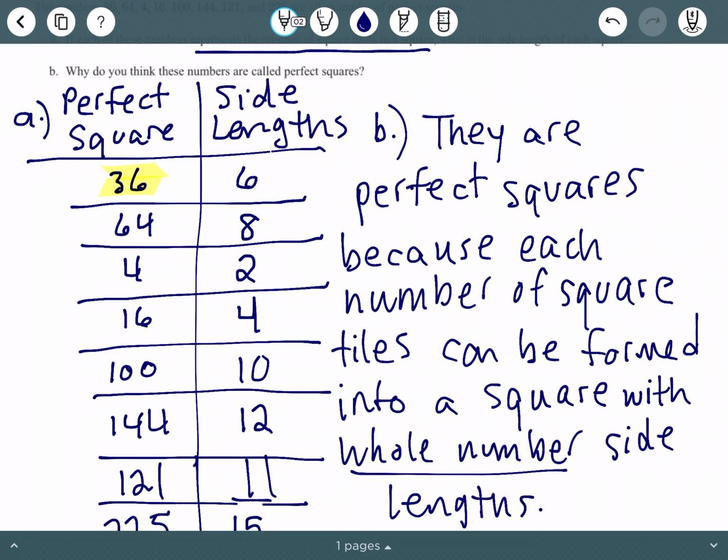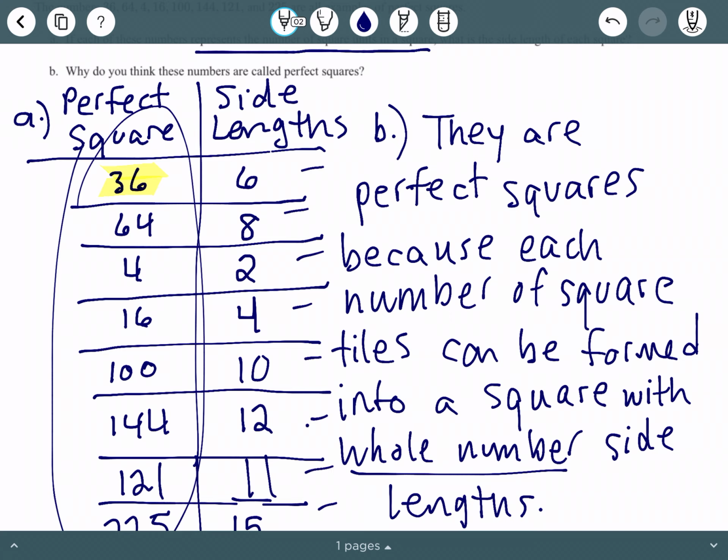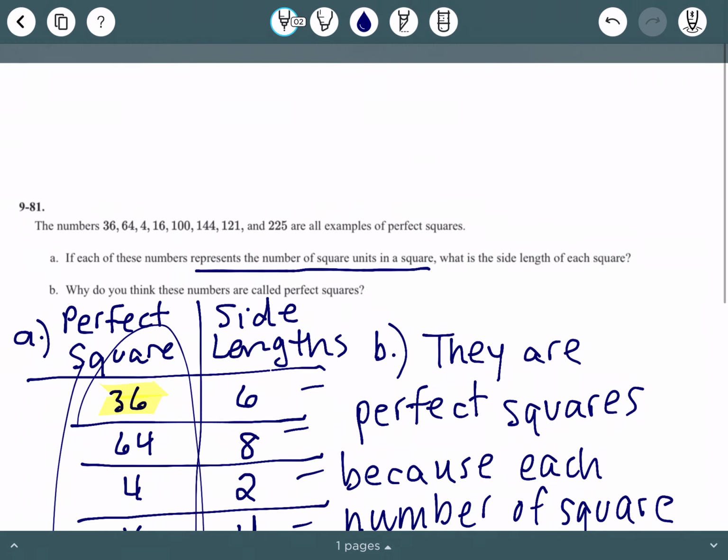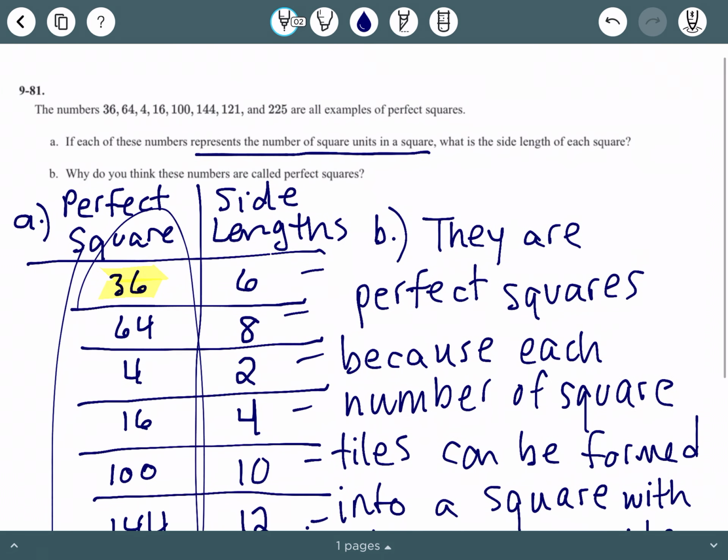Now suppose we have an area where, when we try to figure out what number times itself gives us that area, it gives us a decimal or a fraction. Well, then its area is not a perfect square, because the key here is that, again, the numbers in this column are perfect squares because each of the side lengths is a nice whole number. All right, and that is the end of 981.